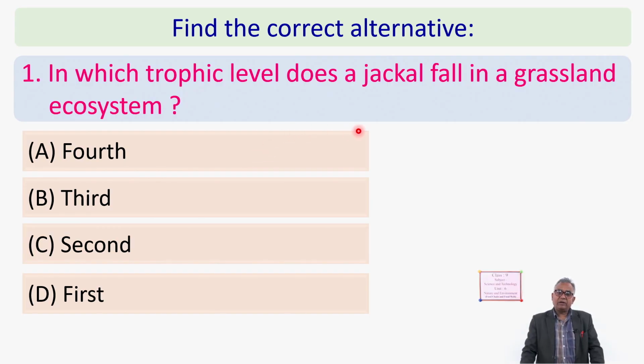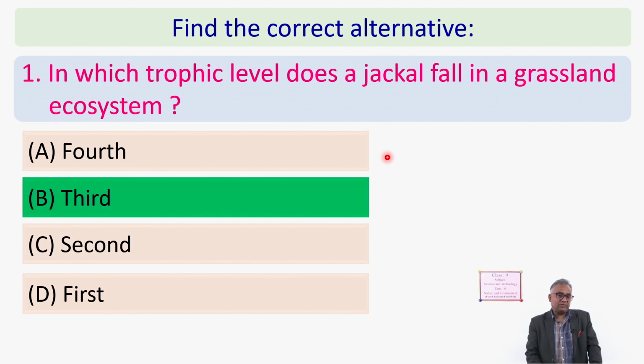So let's see some questions and try to answer. In which trophic level does jackal fall in a grassland ecosystem? Okay, communities, grassland, jackals are found in that. Maybe in forest, that's why it is specified. So yes, all of you have identified that it is what? Third, because at first there are producers and in second, there are what? Yes, herbivores. And as they are carnivores, they are third.